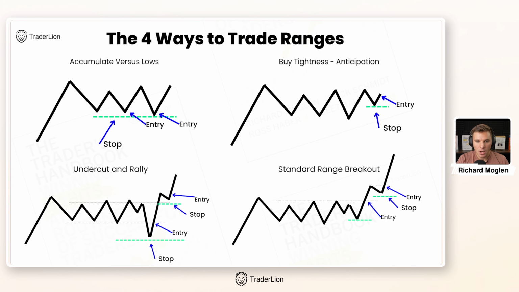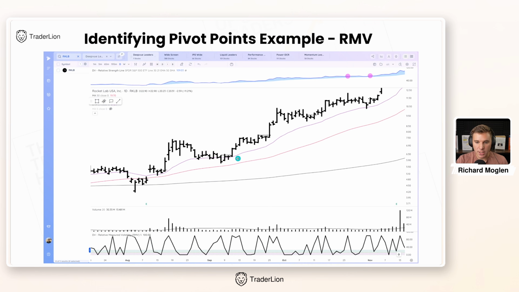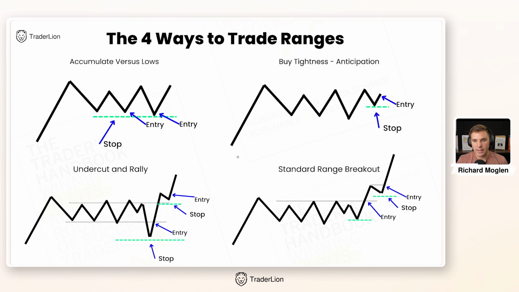All right. So once you've identified a range, again, we've talked about identifying the ranges, the priming patterns, all of that. How do we actually trade it? How do we enter? How do we execute? And there's kind of 4 main ways to trade ranges.